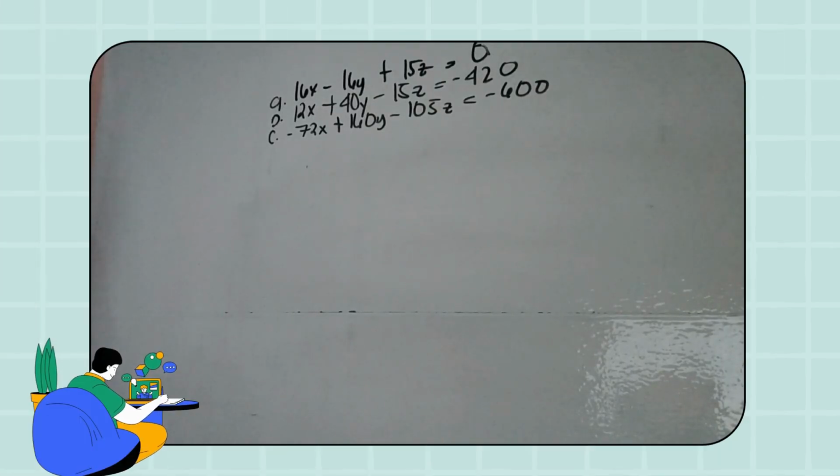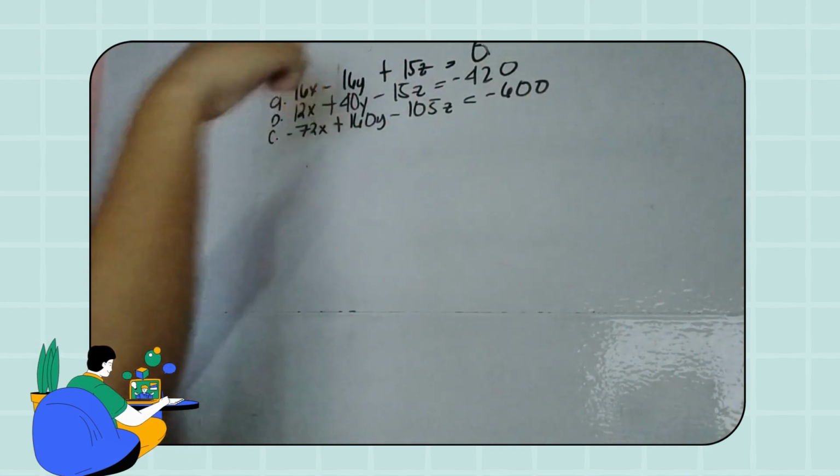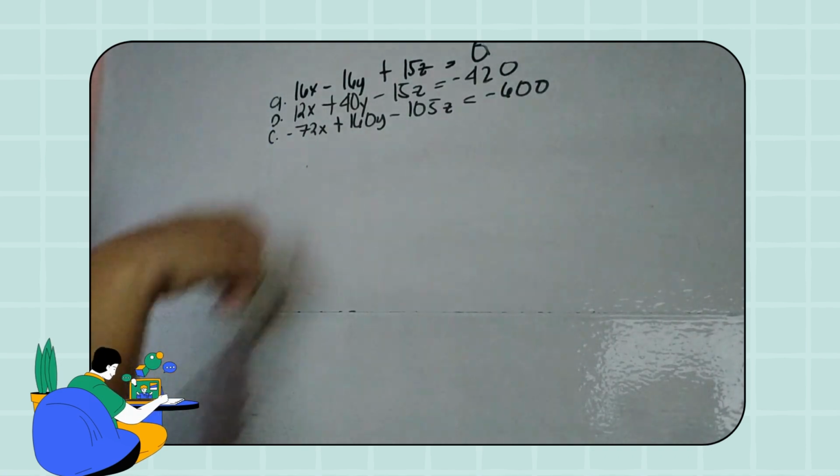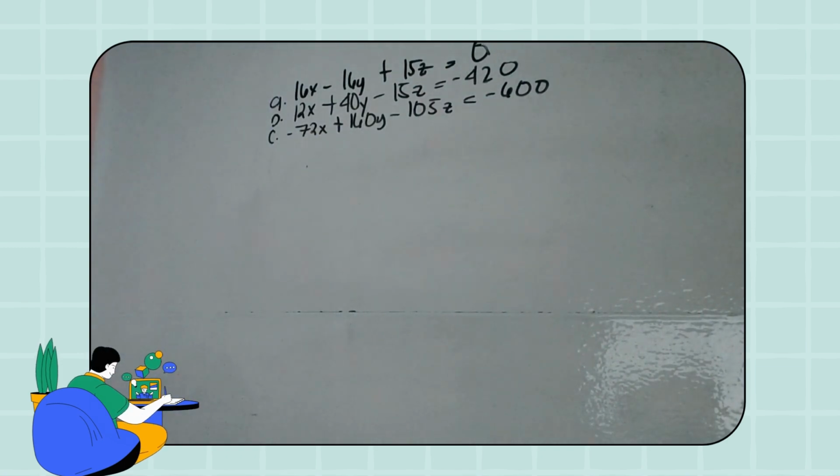Now, let us eliminate z from equations 1 and 3. Let's multiply equation 1 by 7 in order to align the z coefficients with equation 3. As you can see, the z coefficients of both equations are not equal. We have 15z for the first equation and negative 105z for the third equation.